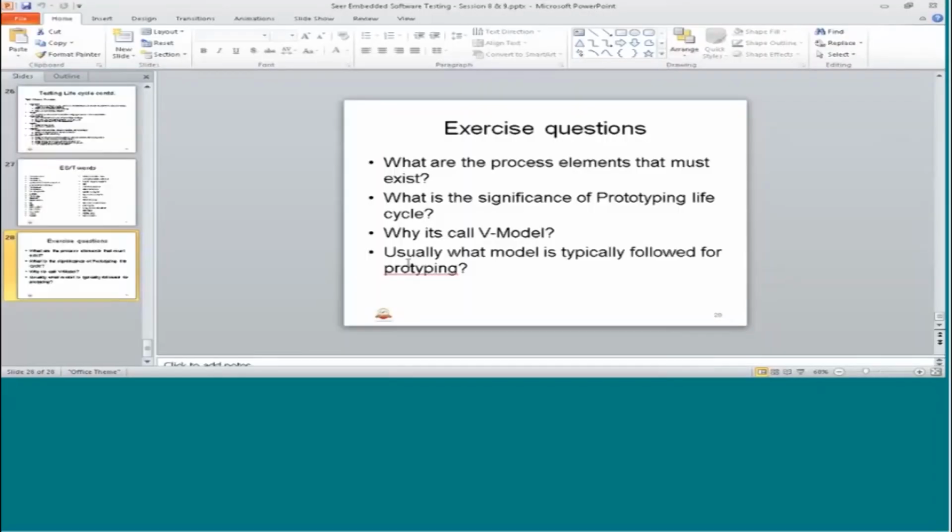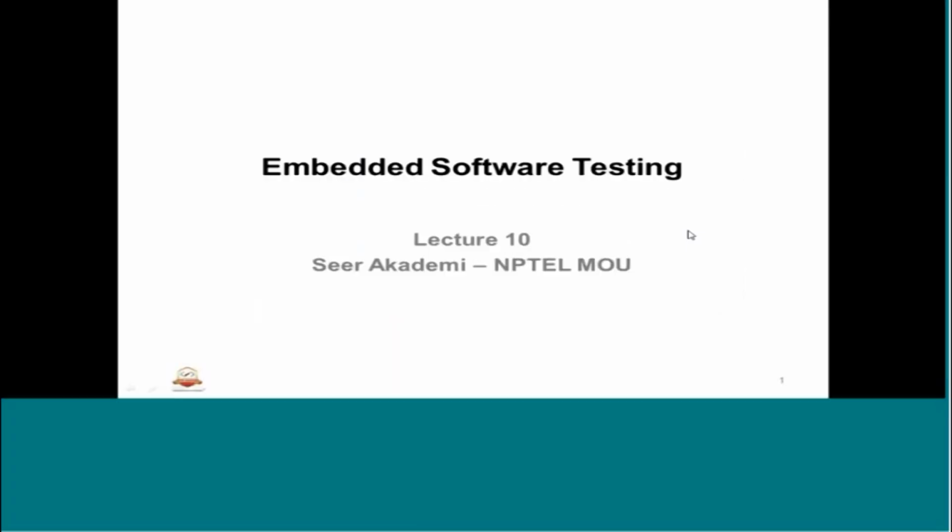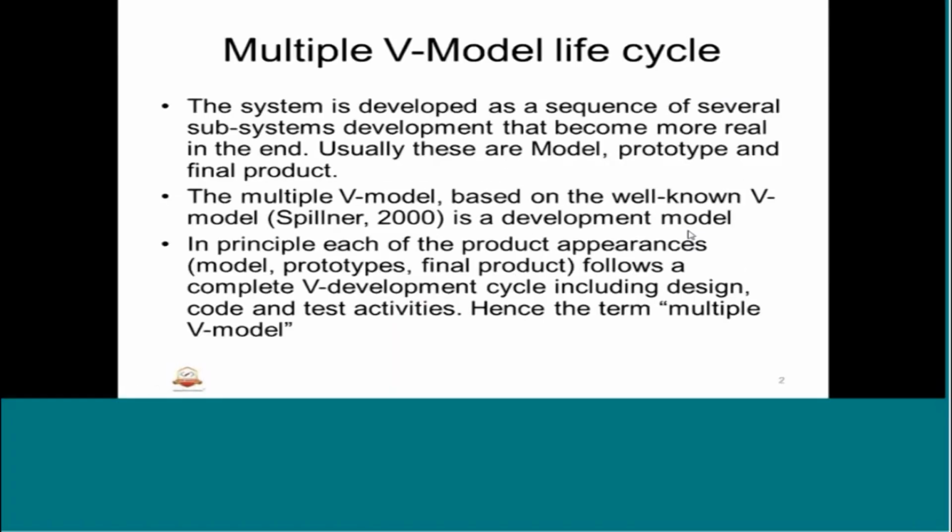Now, with that background, we will go through the next session. Okay, we know the V model life cycle and how it is. Once we have laid out the V model life cycle, there is another variant of the V model life cycle that is called the multiple V model life cycle. Why is this required? What is the importance of this?